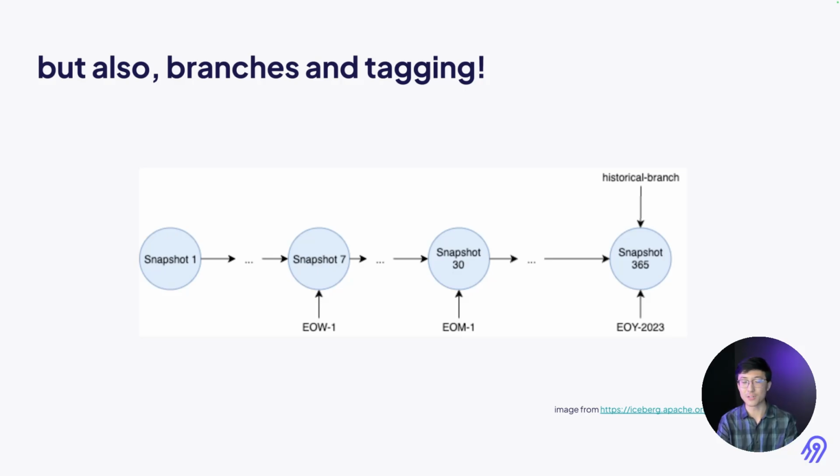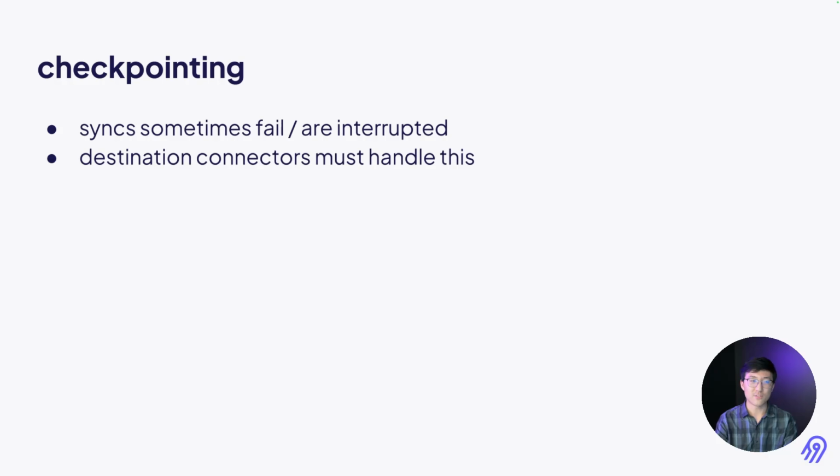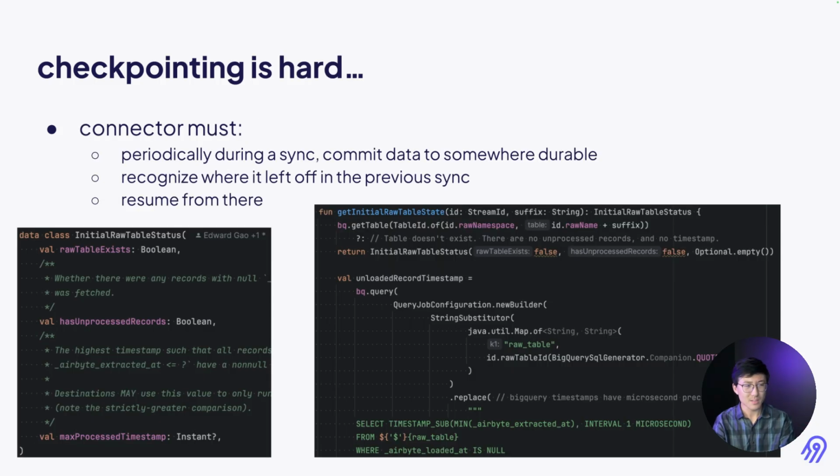Iceberg suggests that you could use this for historical audit logs. We're actually using this for checkpointing, and the idea here is sometimes syncs will get interrupted. And if that happens, you don't want to start over from the beginning. You want to be able to resume from where you got interrupted. And normally, that's really annoying.